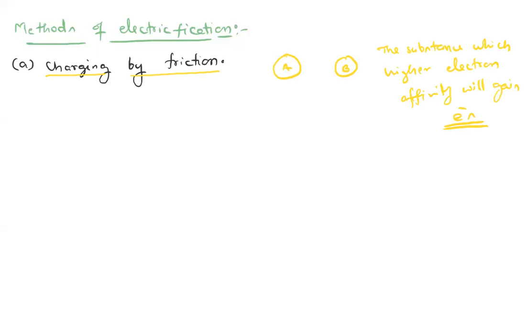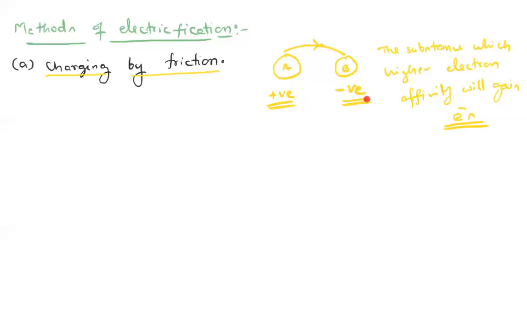Here, during rubbing, both are initially neutral bodies. After rubbing together, what happens? The substance which has higher electron affinity will gain the electrons, then behaves like a negatively charged body. Suppose electrons are transferred from A to B, then A becomes a positively charged body and B becomes a negatively charged body. This is the point we have to remember.